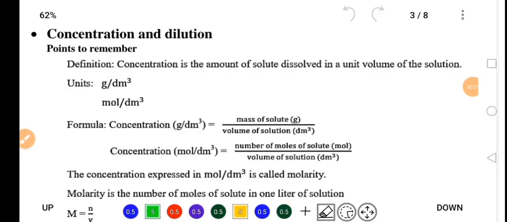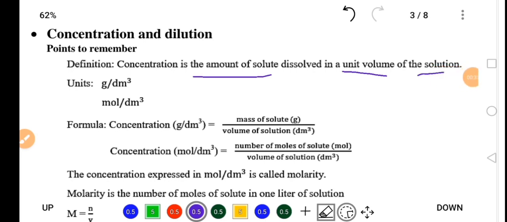I promised to explain concentration and dilution in connection with my video. So now, let me explain some important points so that I can actually prove my explanation in my practical. We define concentration as the amount of solute dissolved in a unit volume of a solution.